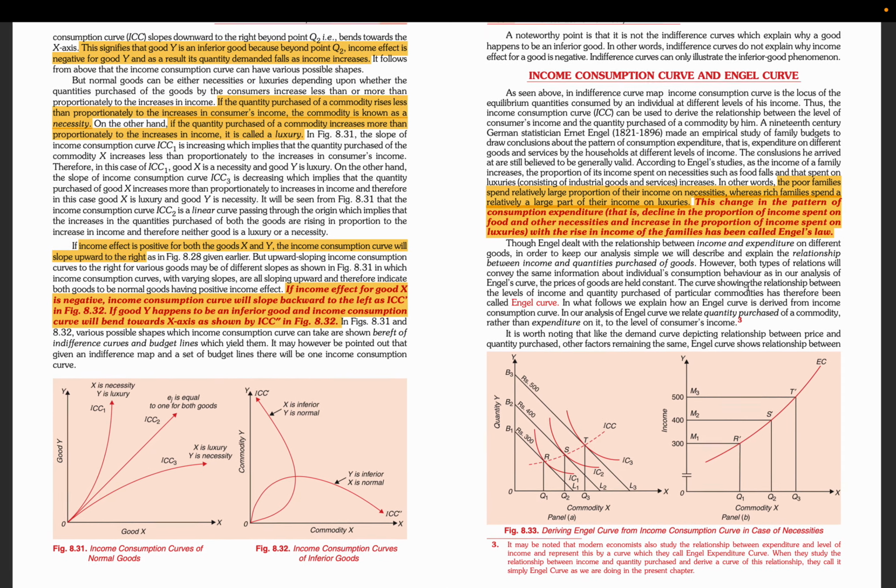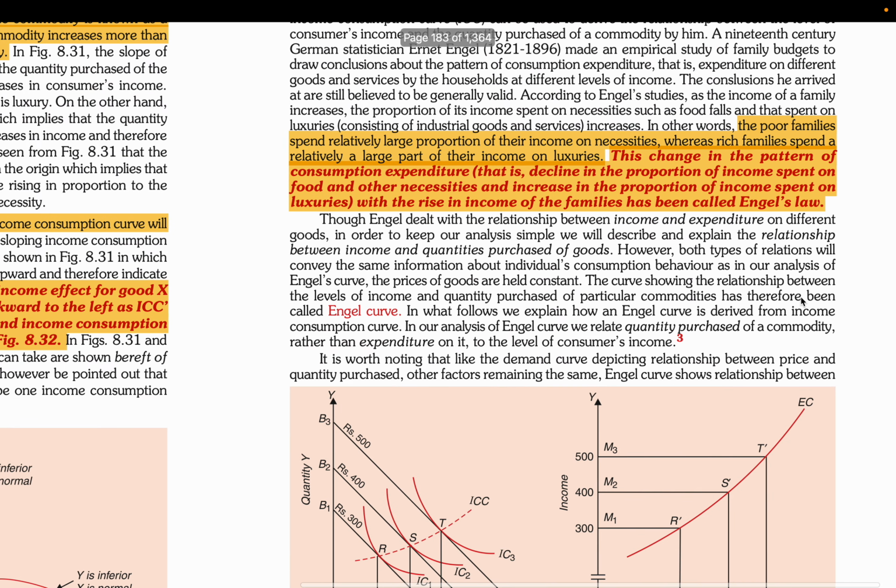So what he's saying is that as you become richer and richer, the proportion of your income that you spend on food and other necessities basically falls, because it becomes less and less of a part of the income that you're earning as you keep on earning more and more, and the proportion of income that you spend on luxuries increases.